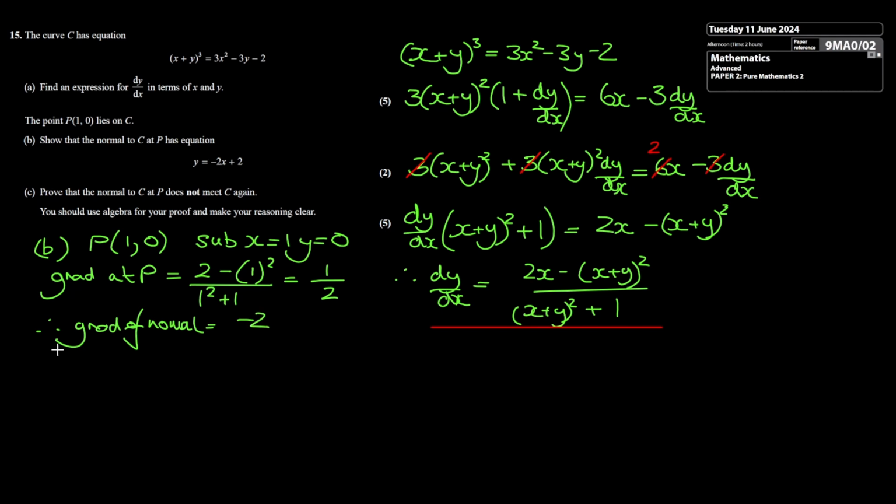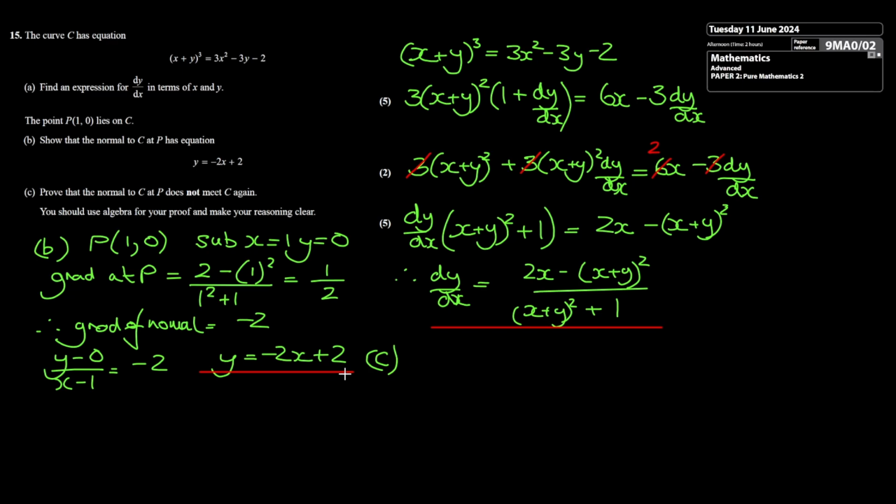Now we can employ the gradient definition effectively and find the equation. So I get y minus the y value 0 over x minus 1 is equal to negative 2. Cross multiply. y is equal to negative 2x plus 2. And that is what they've got up here. So bingo, that's the right answer. Now part C. Prove that the normal does not meet C again. You should use algebra and make your reasoning clear.